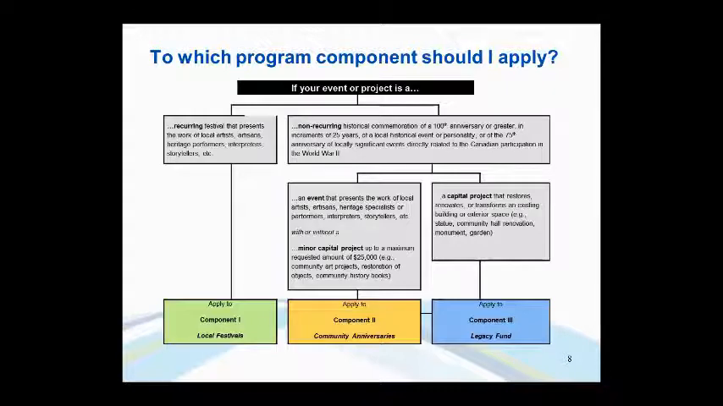Large capital components mean we will fund up to 50% of eligible expenses to a maximum of $500,000, which tells you that these are pretty large projects. I'll also note that in the community anniversaries component, we can fund small capital projects up to $25,000. So if you have an anniversary application and you know you also want to do a large capital project, you could additionally apply to the Legacy Fund. You do not need to receive community anniversaries funding in order to be eligible for Legacy Fund, and vice versa.